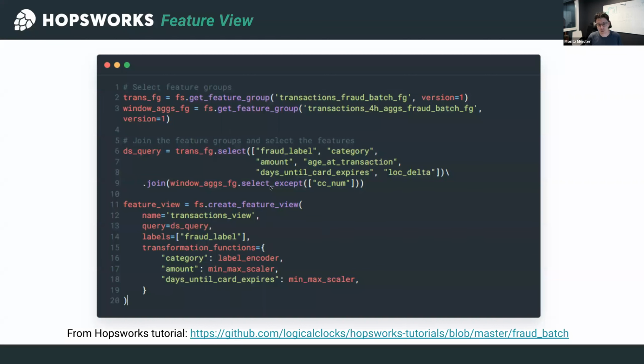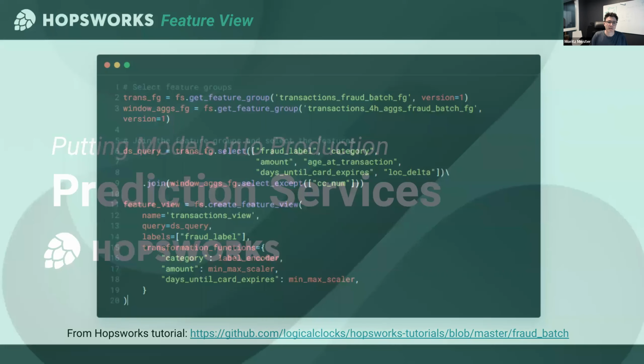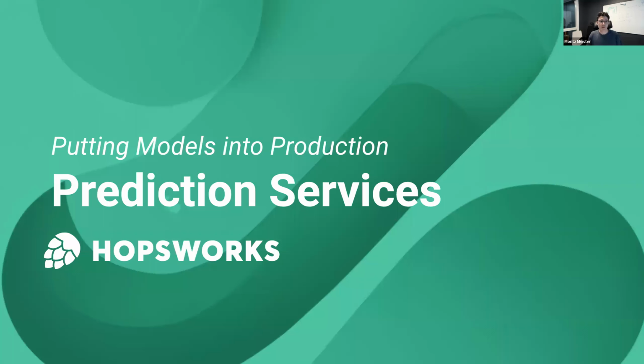And the feature view also tracks the statistics along with those transformations, which is very important to be able to apply the same transformations at serving time, essentially. And I'll show that later on in the demo. So what does it mean putting models into production?